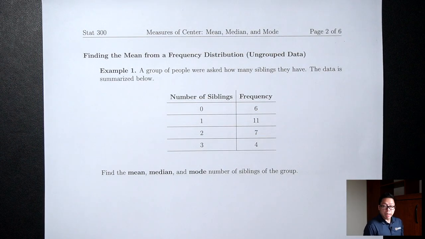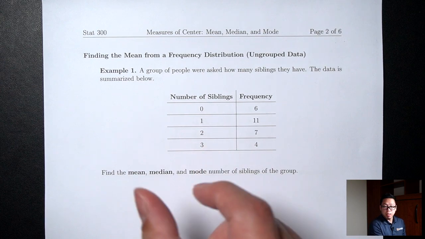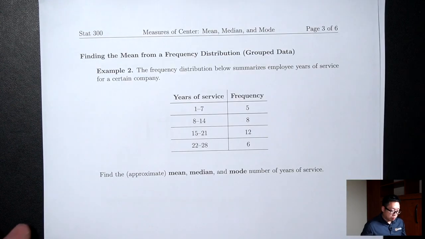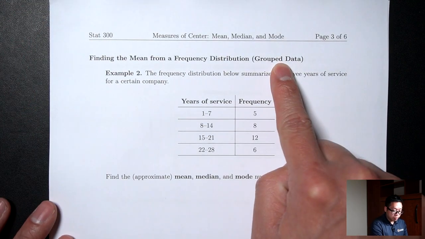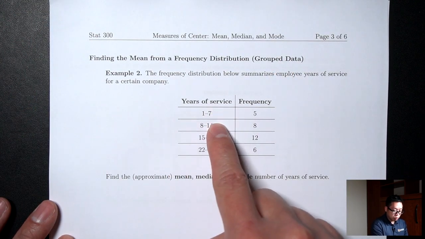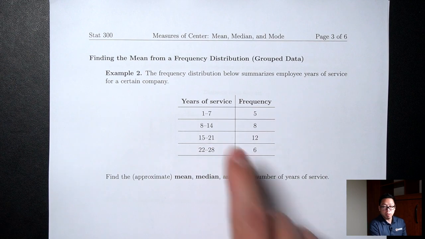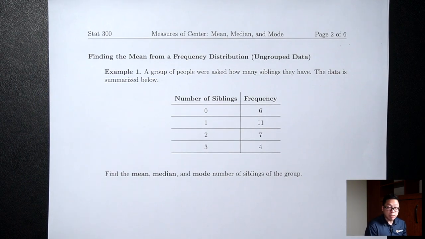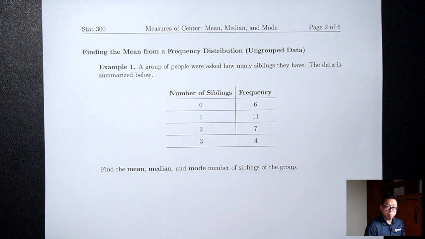Example one here, we have a table for ungrouped data. All that means is that we're not breaking up the data into ranges like we are in example two. In example two, we have a table for grouped data, and notice that we're breaking up the data into ranges. Let's go back to example one. A group of people were asked how many siblings they have. The data is summarized below.